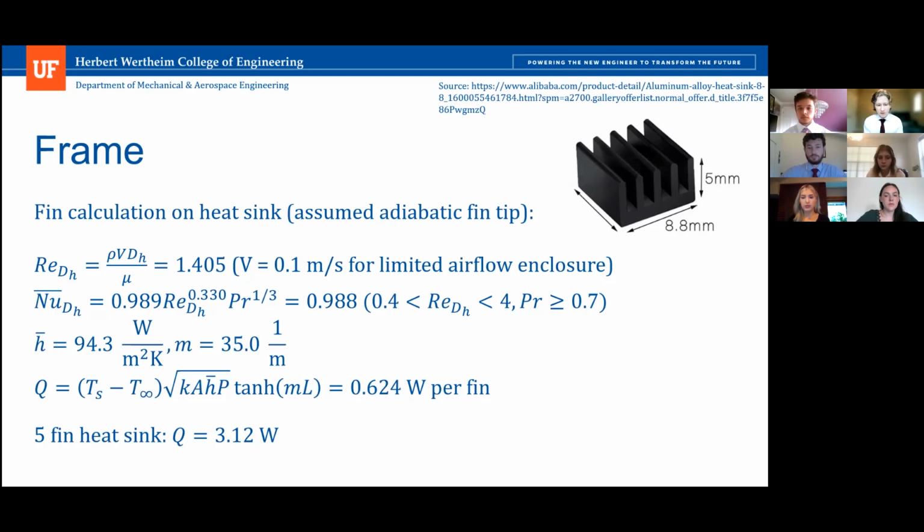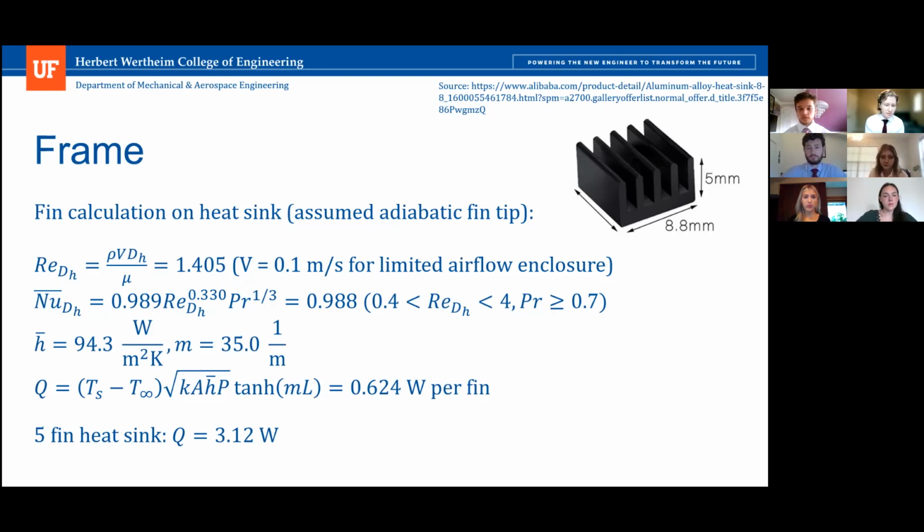So to start this, we calculated the Reynolds number. And for the velocity of the air, we used 0.1 meters per second, which is a standard for a limited airflow enclosure with some circulation, but very limited, which would be provided by the vents. Once we found the Reynolds number, which was 1.05, the range that we used was between 0.4 and 4. So with that range, we could find the Nusselt number using this equation. And the Prandtl number was also greater than 0.7 for the air temp.